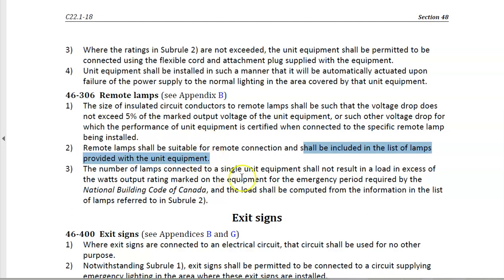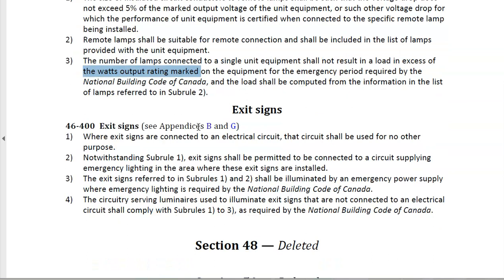And then the number of lamps connected shall not exceed a load in excess of the watts output rating, and the load shall be computed from the information in the list of lamps referred to in subrule 2. Once again, add up all the watts, make sure you're not over top. We talked about that before.